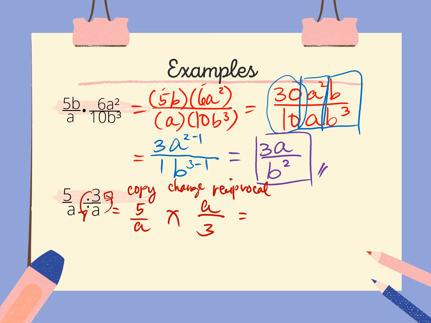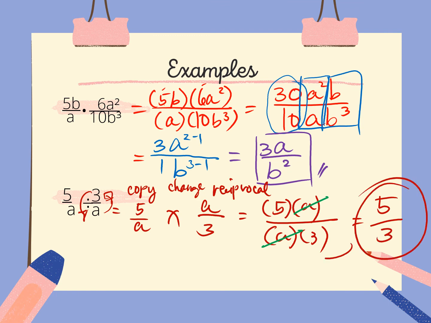So, proceed to multiplication. You will have 5 times A all over A times 3. Obviously, they have a common factor, so we can cancel it out, which is A. So, therefore, the final answer will be 5 over 3, or you can also write it as 1 and 2/3. So, there you go. That's the final answer.